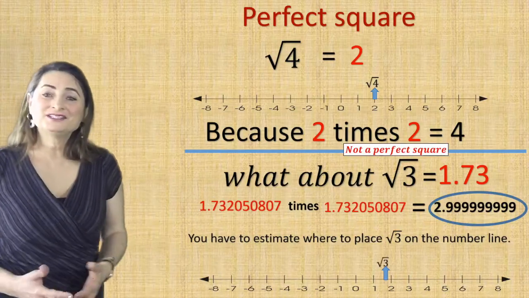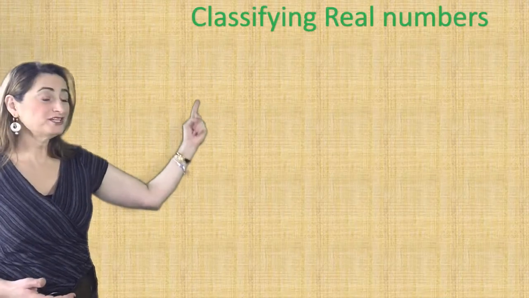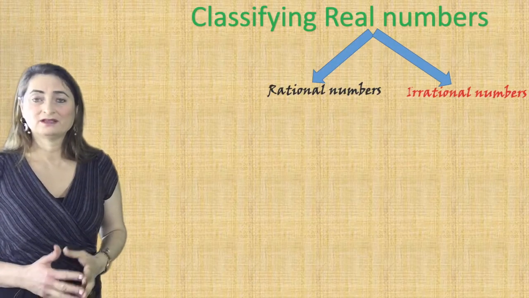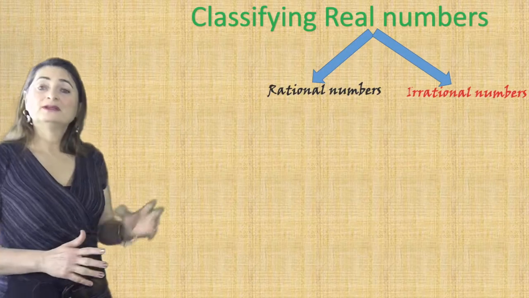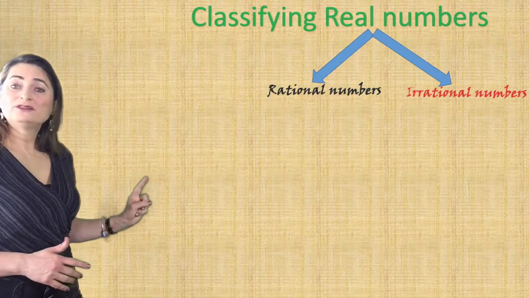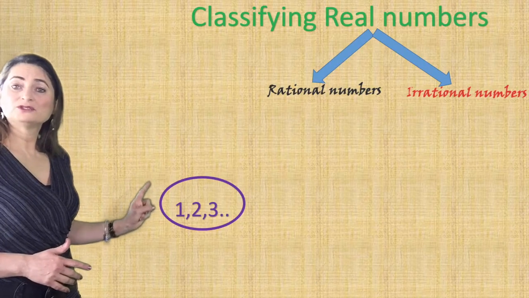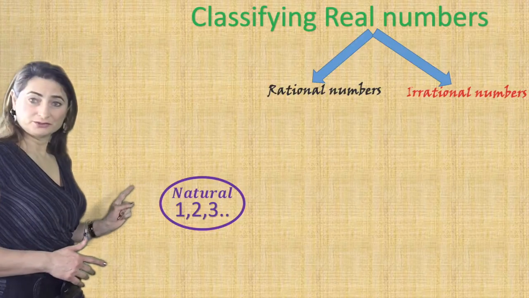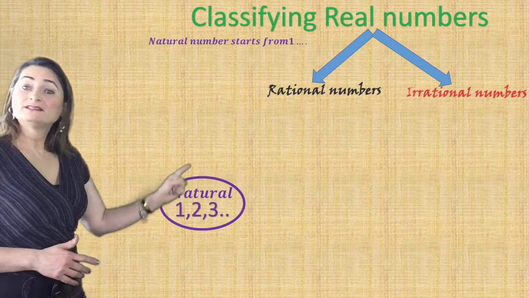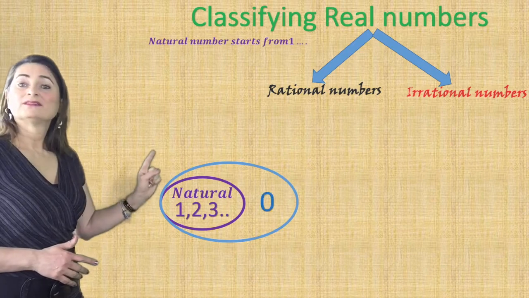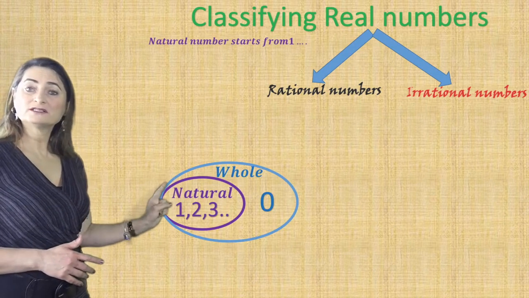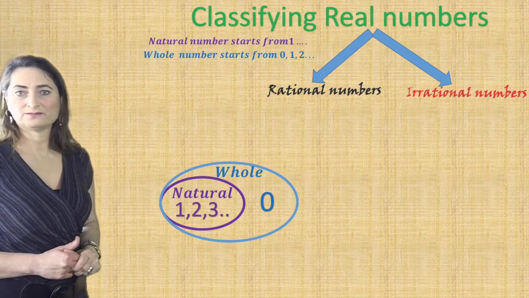And this takes us to today's lesson about classifying real numbers into rational numbers and irrational numbers. What is the difference? Let's take it step by step. If I start with all positive numbers from 1, 2, 3 to infinity, those are called natural numbers. What if I add the 0? This is called whole numbers. So the whole numbers are all positive numbers, including the 0.